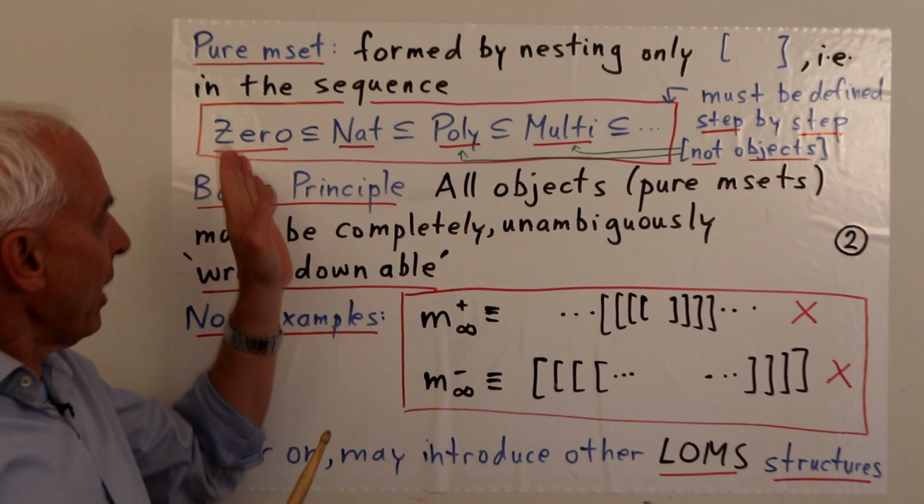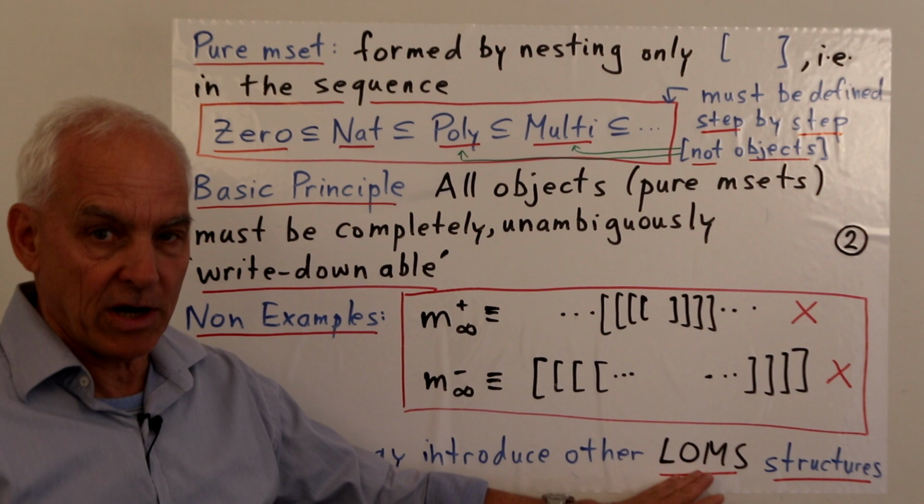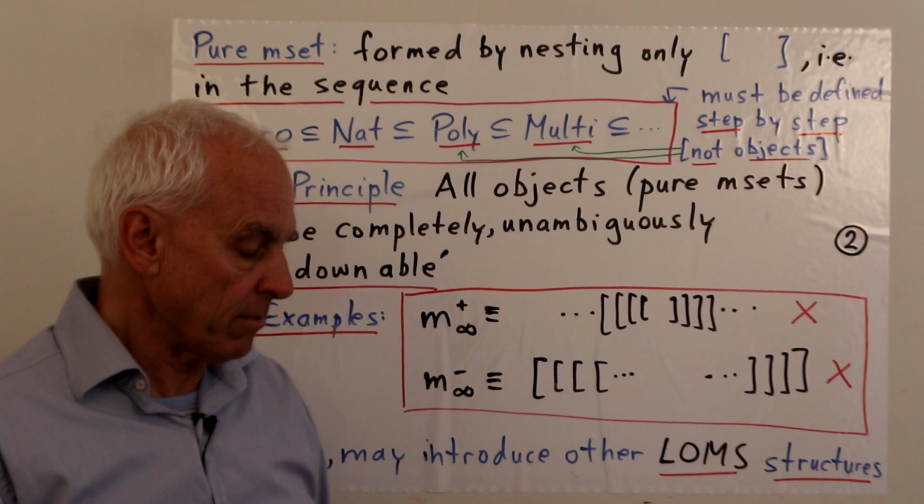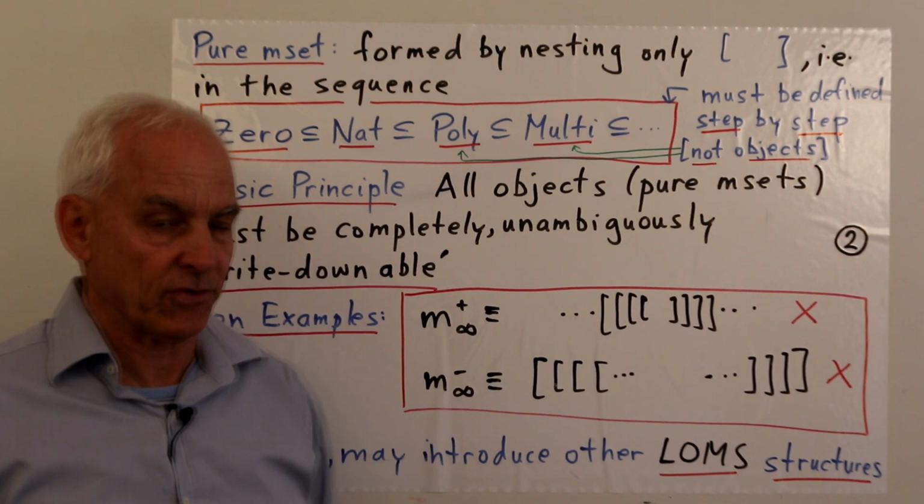Okay. And it's also useful to point out that later on, we may want to depart from our pure mset point of view and consider other kinds of data structures, like in the LOM system, lists, ordered sets, multisets, sets. Right now we're just focusing on multisets, but it will become useful potentially for us to consider other such structures. Okay, so in that case we might depart from this very pure mset point of view.